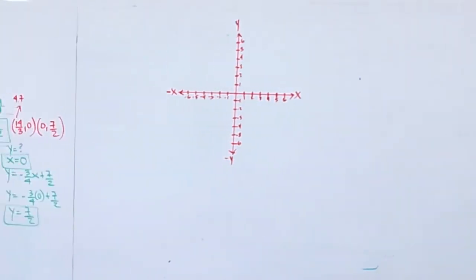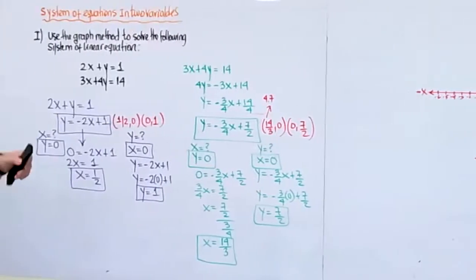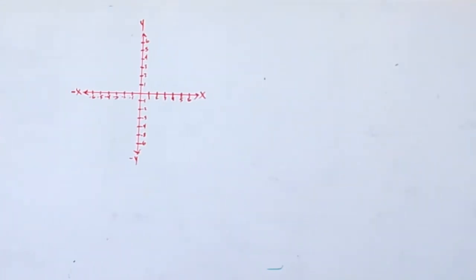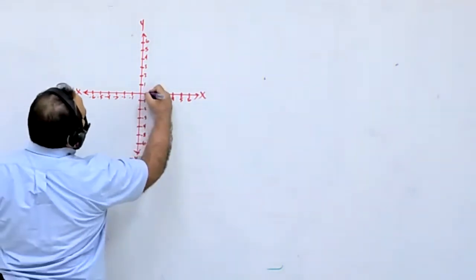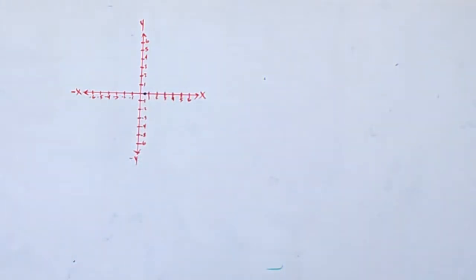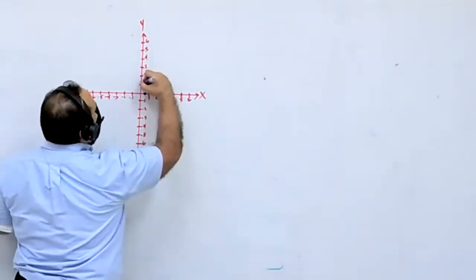Remember, the first one, I mean, the purple one, the interception points will be 1/2 with 0 and 0 with 1. Okay. And for the purple one, 1/2 with 0. Remember, 1/2 approaches over here, 0.5. And another one will be 0 with 1.